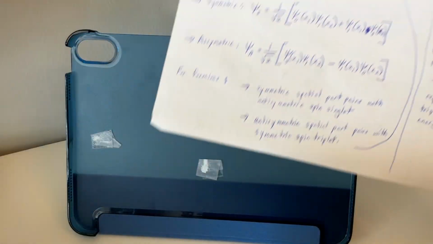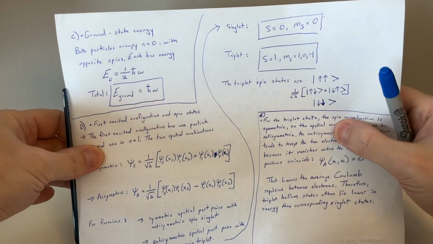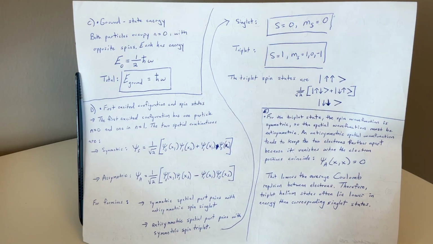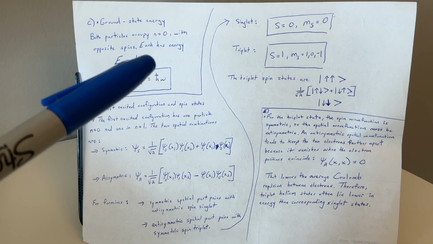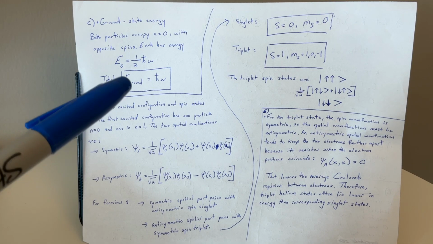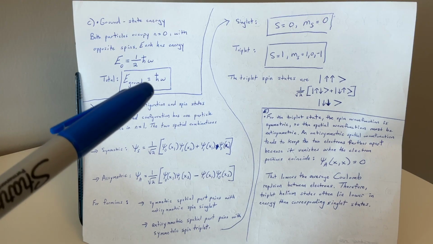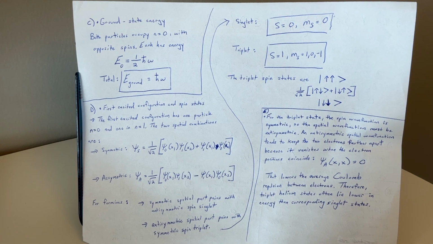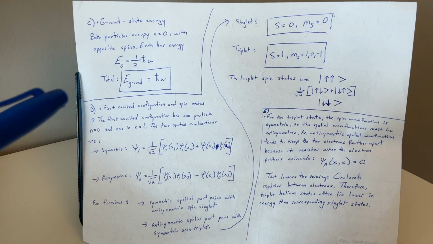Moving along, letter C. And letter C, we want to determine the ground state energy of the system. So ground state energy, what we could say is both particles occupy n equals 0 with opposite spins. Each has energy E naught equals 1/2 h bar omega. Total, our ground state energy is h bar times omega. That's our ground state energy of the system.